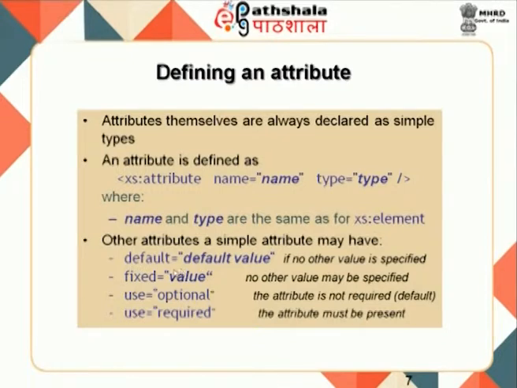If the attribute can have a default value, if no other value is specified, then you will use the attribute default with the default value given. If you say that the attribute will always take a fixed value, then you will use the attribute fixed and give a fixed value. The next attribute that can come in the attribute tag is use. You will say that it can be optional or required. If use is given as optional, then the attribute is not required. If it is required, then the attribute must be present in every XML document.